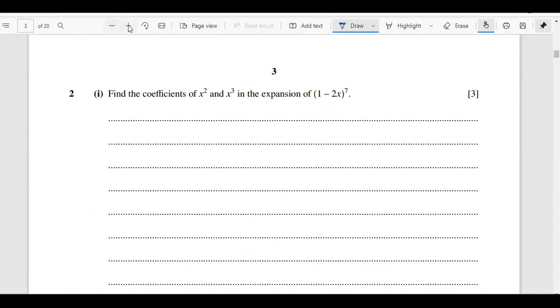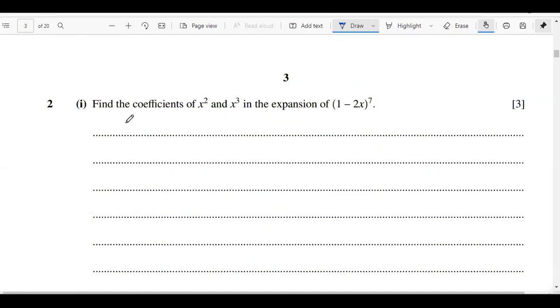Let's talk about the second question. What is the question? It says, find the coefficients of x squared and x cubed in the expansion of this. Now this question is from the binomial expansion chapter. You have been asked to find the coefficients only, right? So how do we do it? We need to do it directly. There's no point in wasting time in expanding all this and then doing it. We need to think about it directly.